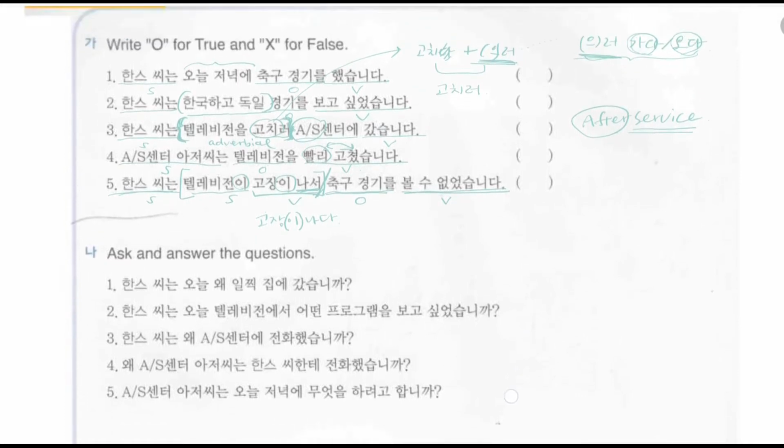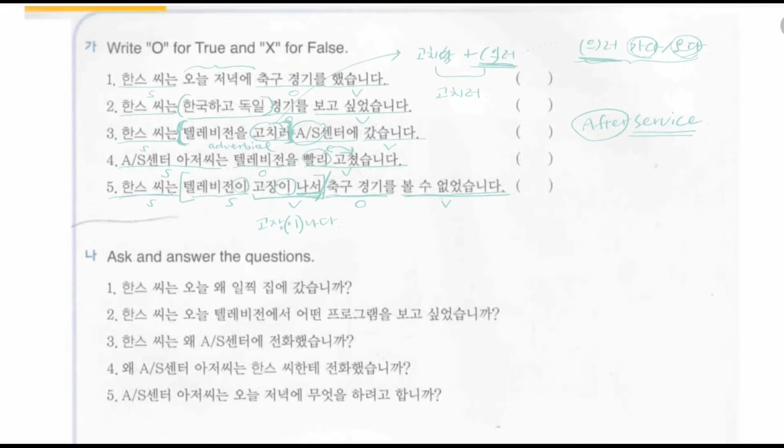자, 4번 봅시다. Ask and answer the question. 한스 씨는 오늘 왜 일찍 집에 갔습니까? Why did Hans go home early? 한스 씨는 오늘 텔레비전에서 어떤 프로그램을 보고 싶었습니까? What does it mean? What kind of program? What kind of program did he want to watch today on television?